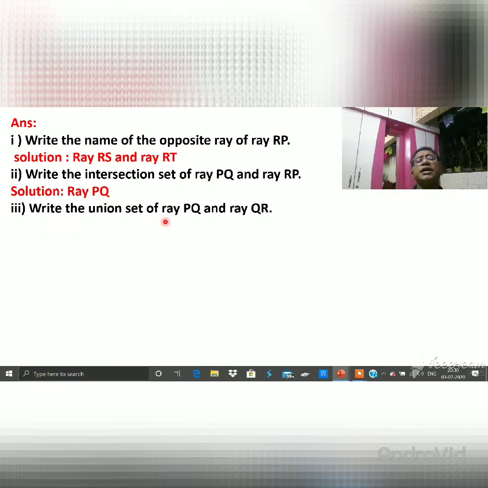Write the union set of ray PQ and ray QR. So ray QR, at the end, at the point R, is unlimited, and this ray PQ, at the point Q, is unlimited. So there is formation of a line. So that is the line QR. You can say line QR or you can say line RQ also. So this is the union set.